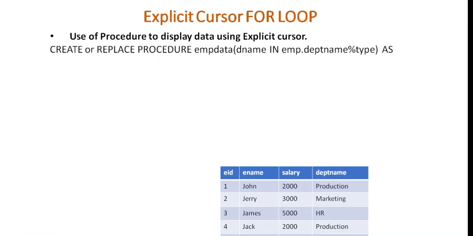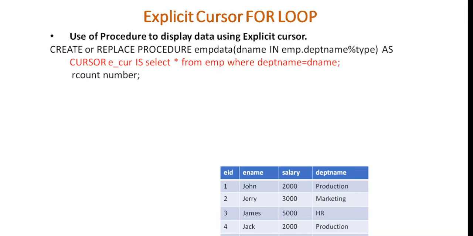Okay, and then the AS keyword. Now when we write the AS keyword, it means that this procedure is a standalone procedure. It is not a part of any PL/SQL block. And if we write a procedure which is a part of any PL/SQL block, then instead of AS we use the IS keyword. Okay. Then after the AS keyword we have declared our cursor. Cursor ecur is the name of the cursor, is select star from emp where department name equals to d name.